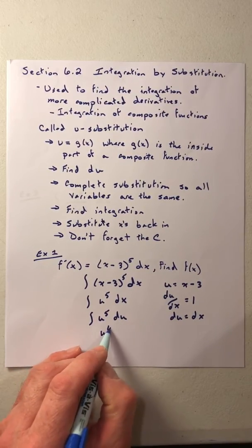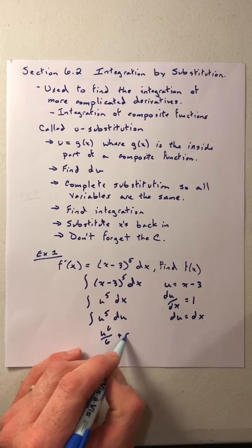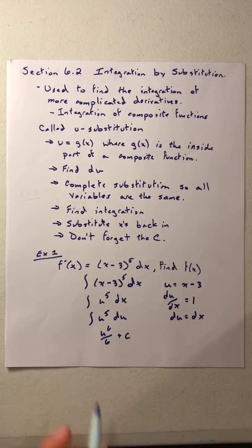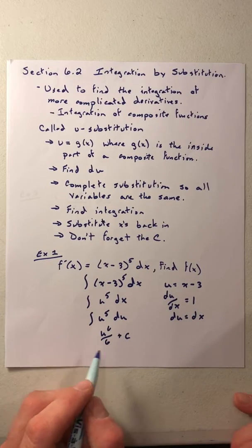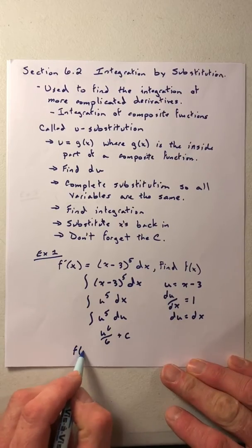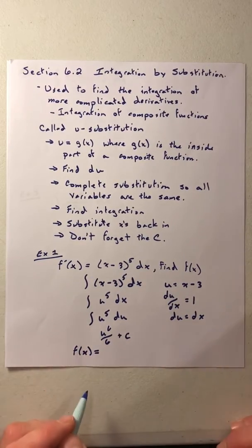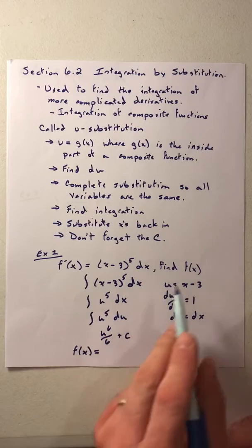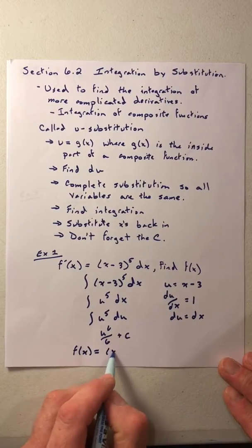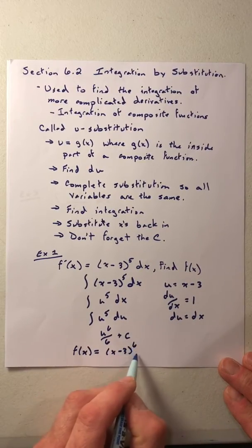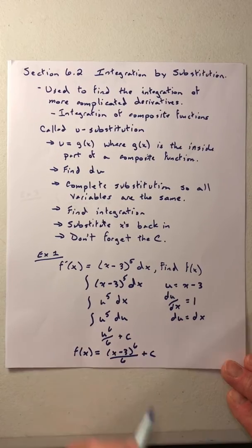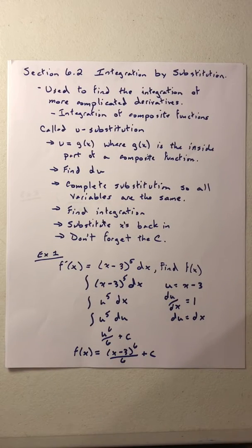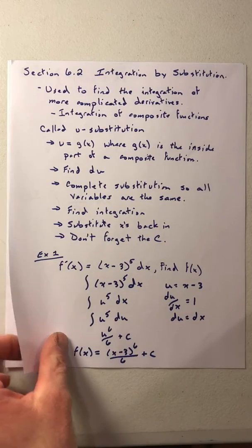Integration of u to the 5th is u to the 6th over 6 plus c. But remember, we're not interested in what u is, we're interested in what f of x is. So for f of x, we're going to replace that u again with x minus 3. So I have x minus 3 to the 6th over 6 plus c. And there is my original function, f of x.